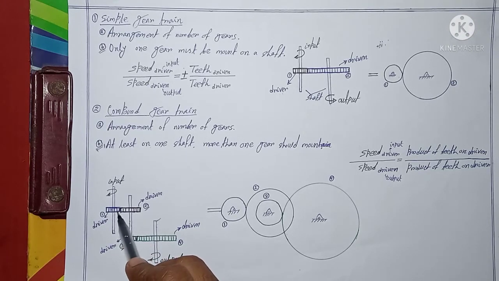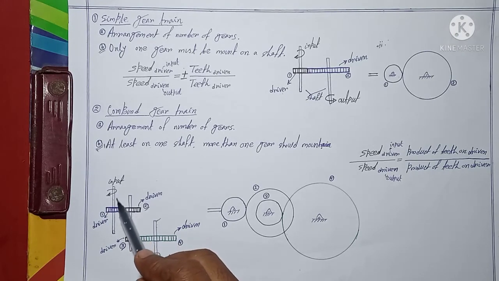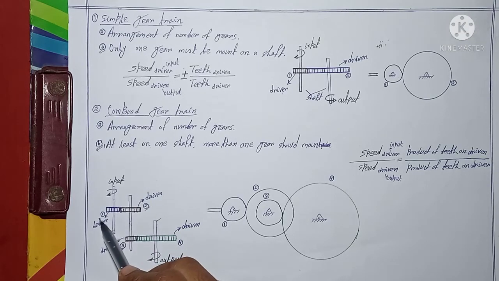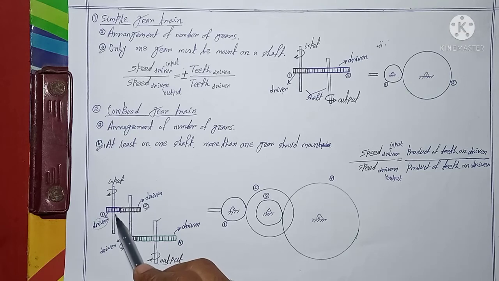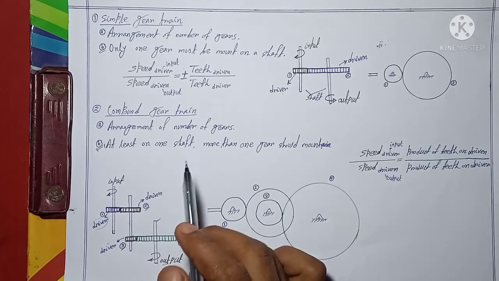If you want to find which one is the driver and which one is driven, first look at the shaft. On shaft 1 the input is given, so gear 1 mounted on shaft 1 will act as a driver. Now if gear 1 is the driver, it is linked with gear 2, so gear 1 drives gear 2. That is the reason gear 1 is the driver and gear 2 is the driven.